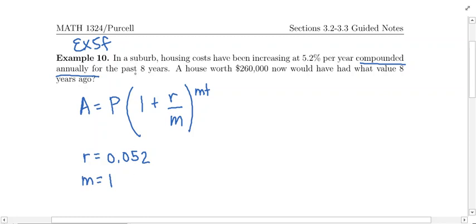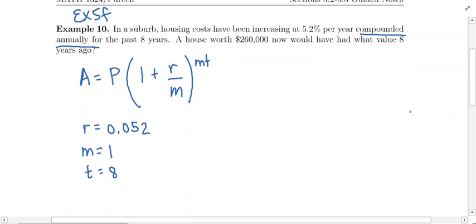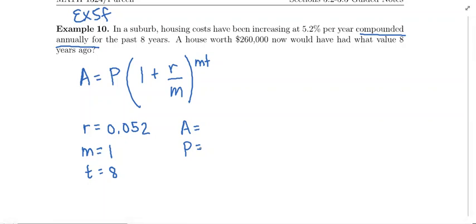And remember, the housing market prices have been increasing for the past 8 years, according to this problem. So your time is going to be an 8-year period we're looking at. Now we've got to figure out our A and our P. One of these is what we're looking for, and the other one we know. We've just got to figure out which one is which.